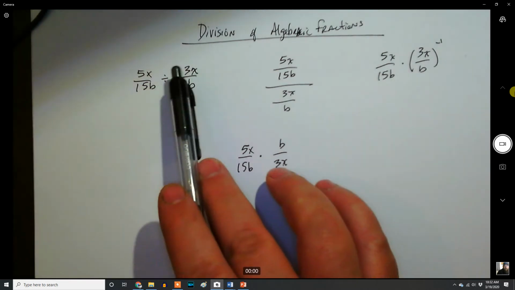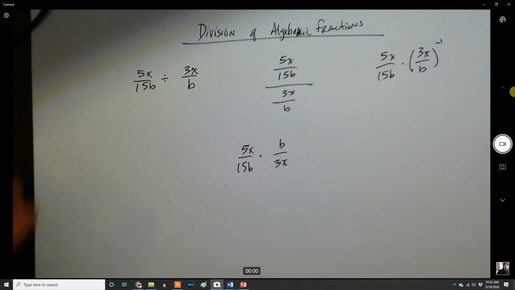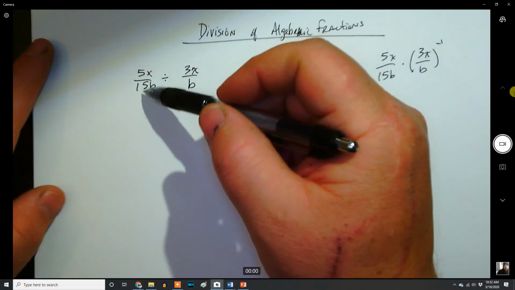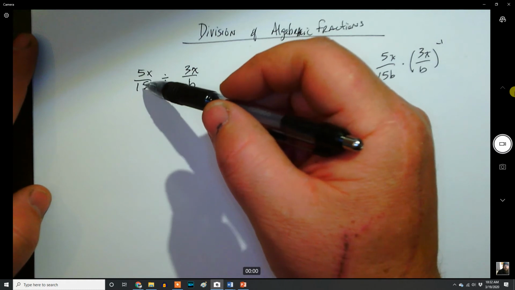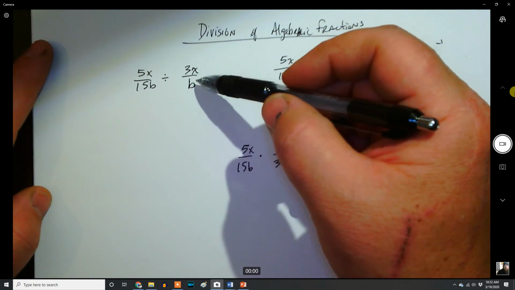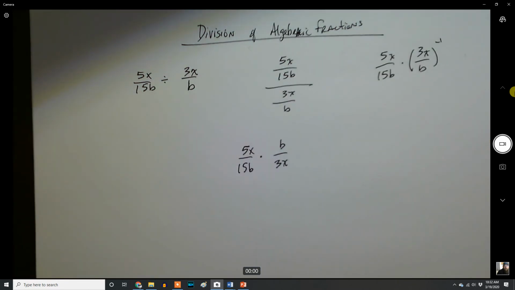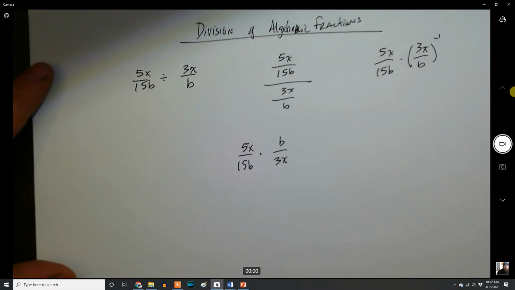You can't actually reduce these 2 right here. That would be a violation. However, you can reduce this 5 and 15. That's 1/3. If this could be reduced, you could reduce this as well. But you can't reduce across because there's no commutative property of division. With multiplication, there's a commutative property. You can switch things around, no big deal.